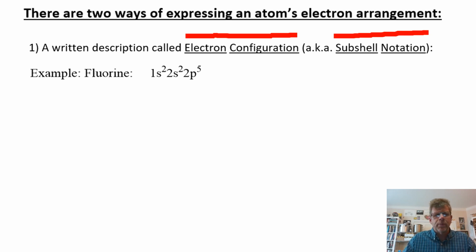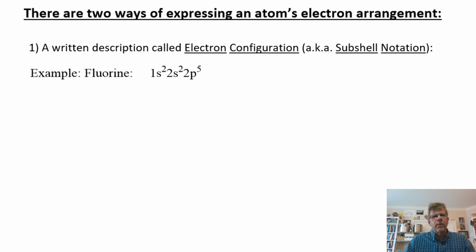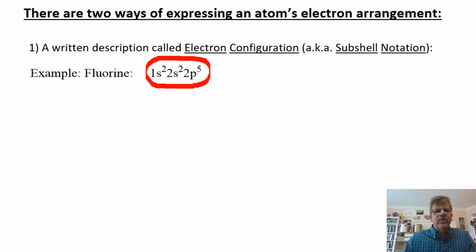Those are interchangeable, and I'll probably be bouncing between the two terms as we move along. An example would be what we see right here. Notice that we haven't talked about how to get to this, but this is an example of an electron configuration specifically for the element fluorine. 1s2, 2s2, 2p5 is the way that's written.